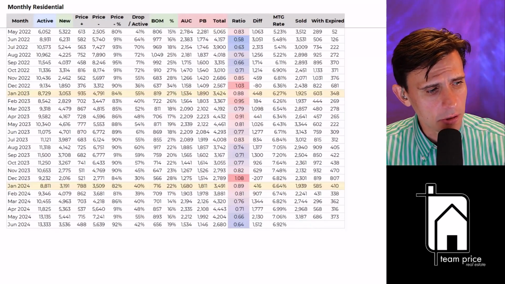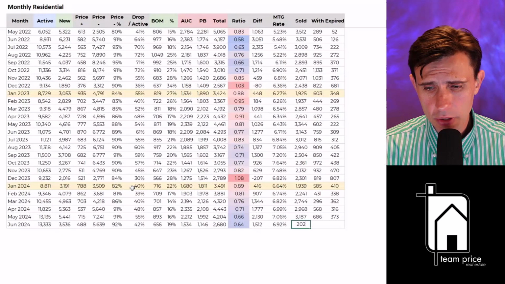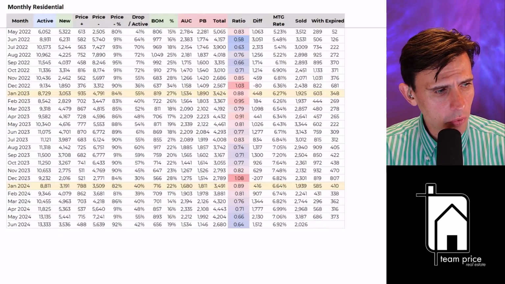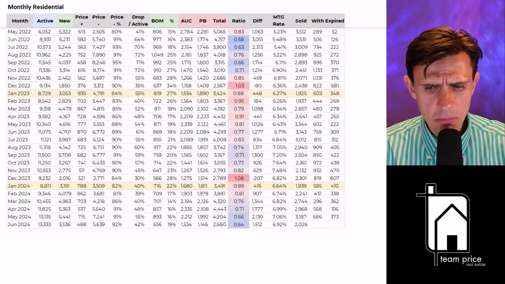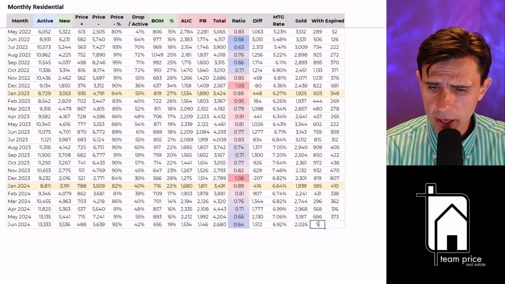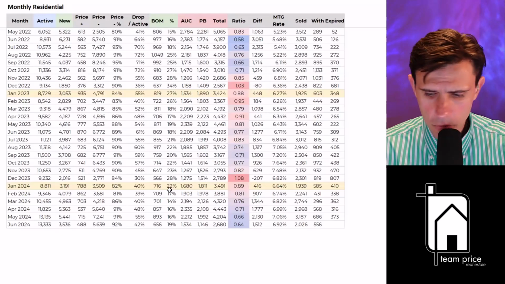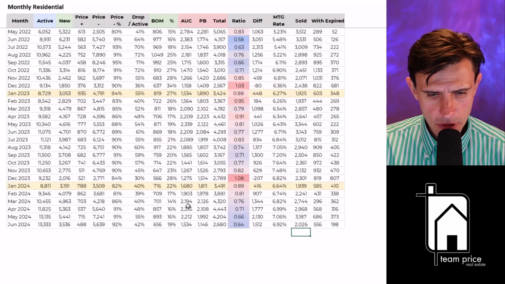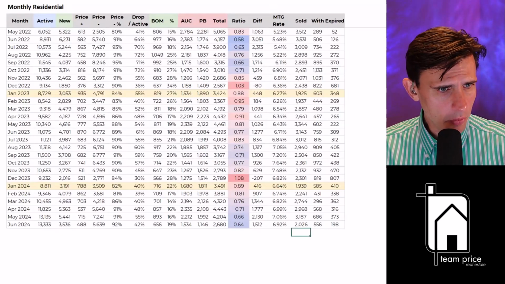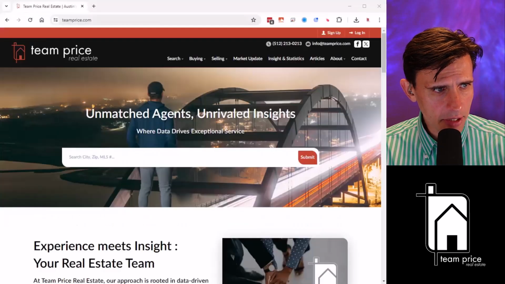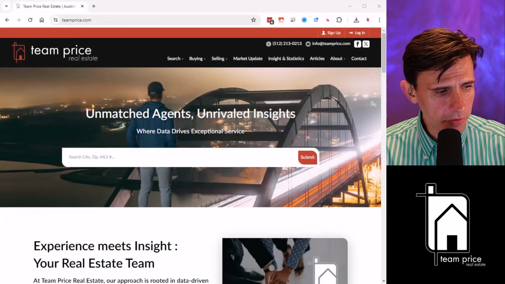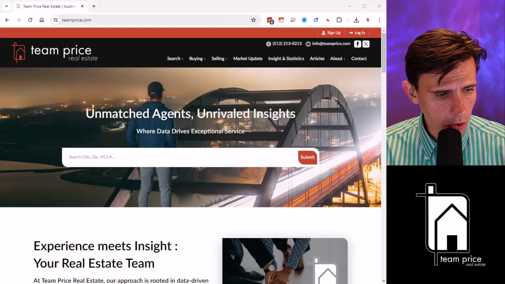Let's take a look at closed. We're at 2,026. Let's go to withdrawn. I am noticing more and more withdrawn. We are already at 556. And let's take a look at expired. We're at 198. Let me just move this out of the way so that I can print this as a PDF and we can review some additional charts and graphs.